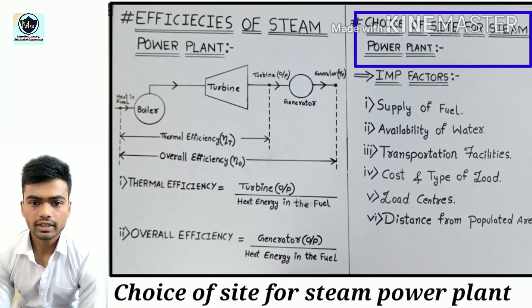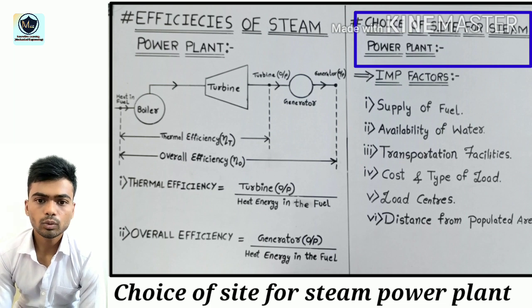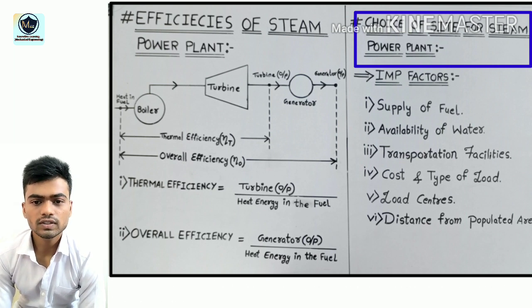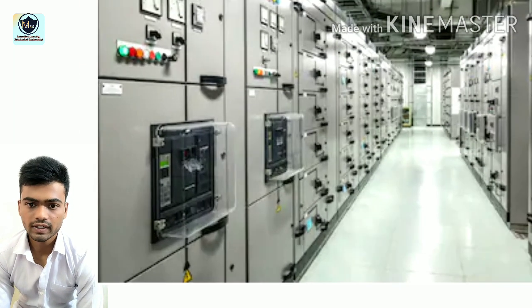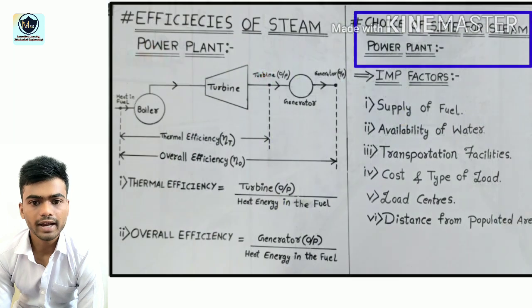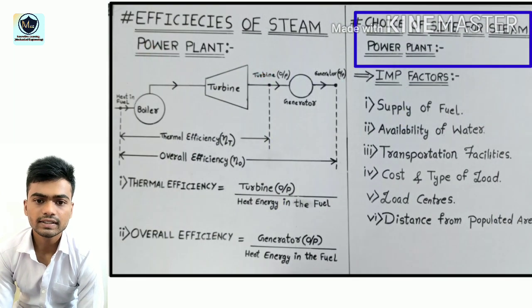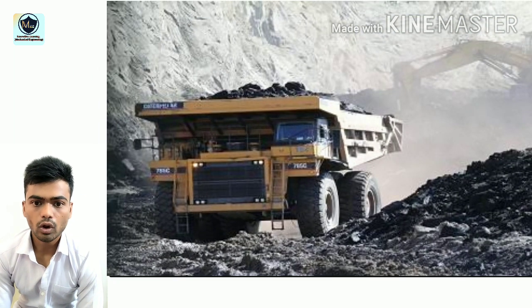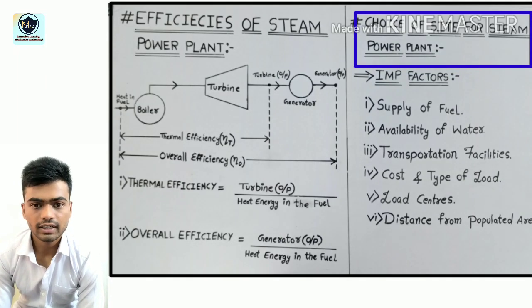Coming to the choice of site for steam power plant. Effective power plant site selection is based on several factors. The ideal site for steam power plant may be at load centers, but it is not always practicable due to soil conditions, availability of cooling water, and transport facilities for coal. The other choices for steam power plant are near the coal mines or at locations where coal can be easily delivered. As I have said, in practice it is not possible to obtain such an ideal location.